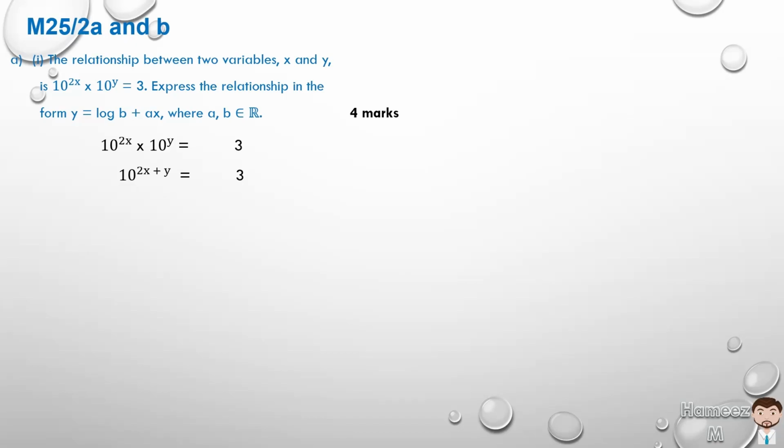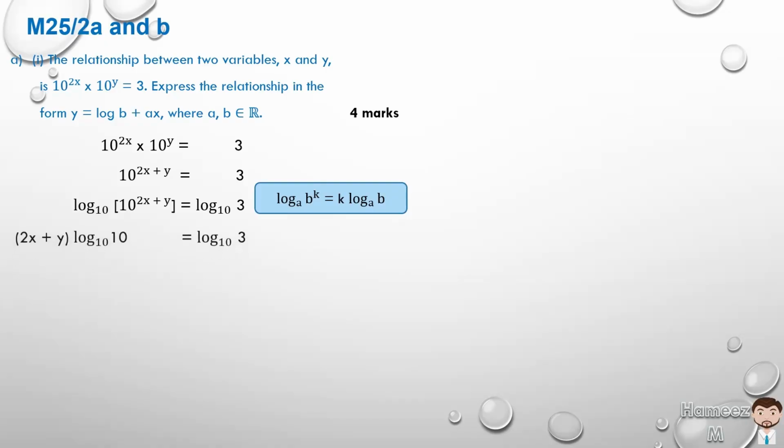And now we can apply logs to both sides, log base 10. If you recall, for log b to base a with a power k, the k can become the coefficient of it. So if we see log 10 to the power 2x plus y to base 10, then k is considered to be 2x plus y, so we can bring the k in front. So we get 2x plus y by log 10 to base 10 is equal to log 3 to base 10.